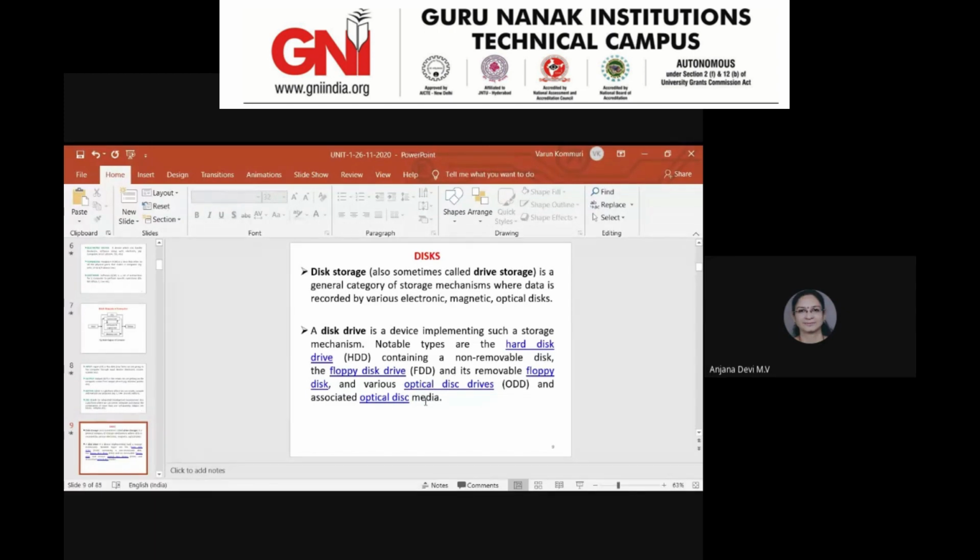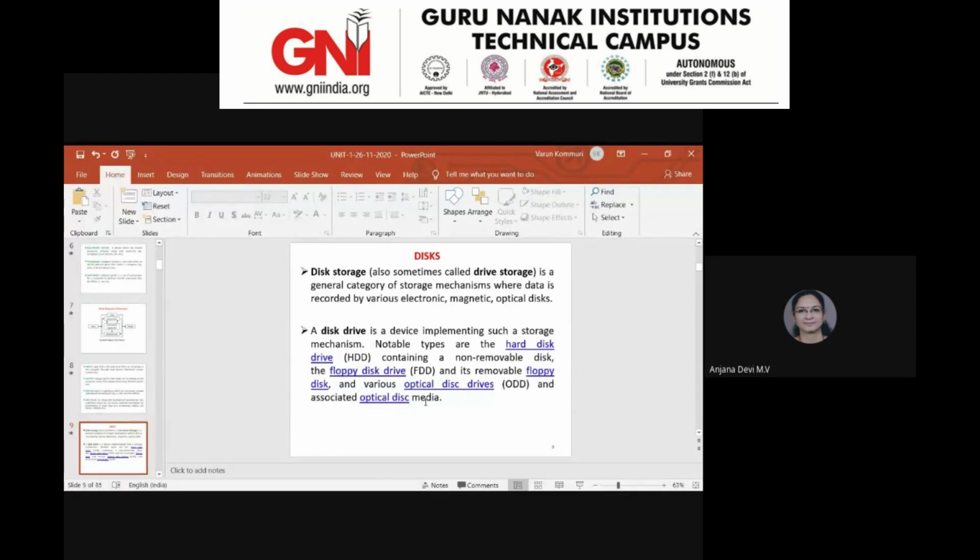Okay, a hard disk drive is a non-removable disk. That means from the system we cannot remove it. But in case of floppy disks and CDs, you can remove them from the CPU. Okay, whenever you want to copy the data, you can insert that disk.